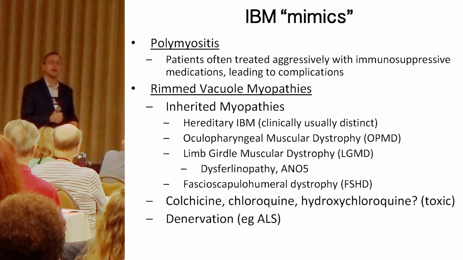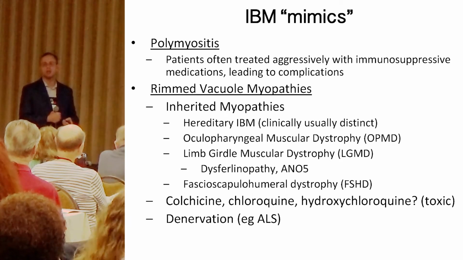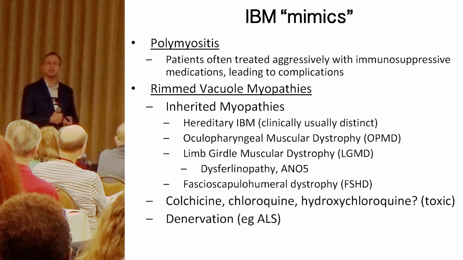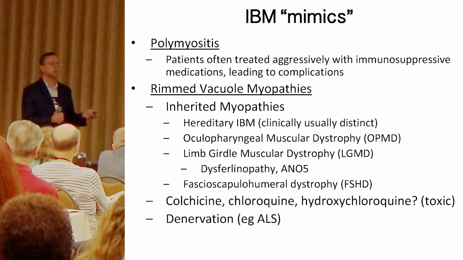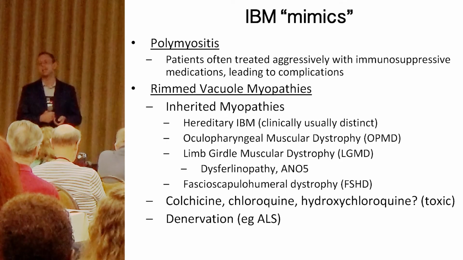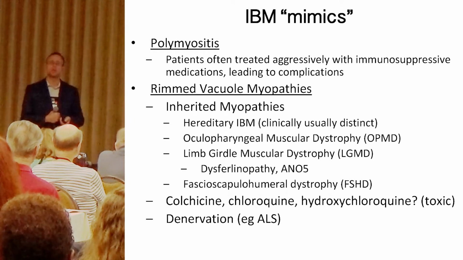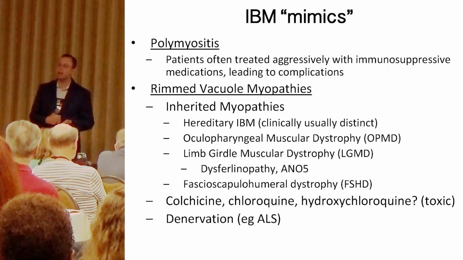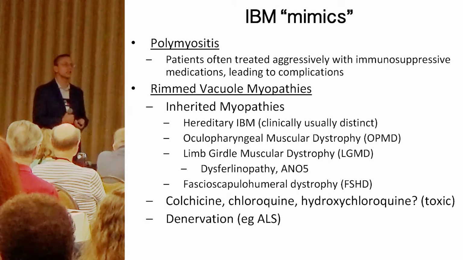Okay, so if it's not IBM, what are other possibilities? Probably the most common muscle disease which is confused for IBM is actually polymyositis. What we've learned over the last 20 years is that polymyositis is incredibly rare. Around 20 years ago, most patients who were being diagnosed with polymyositis probably had inclusion body myositis or another muscle disease.